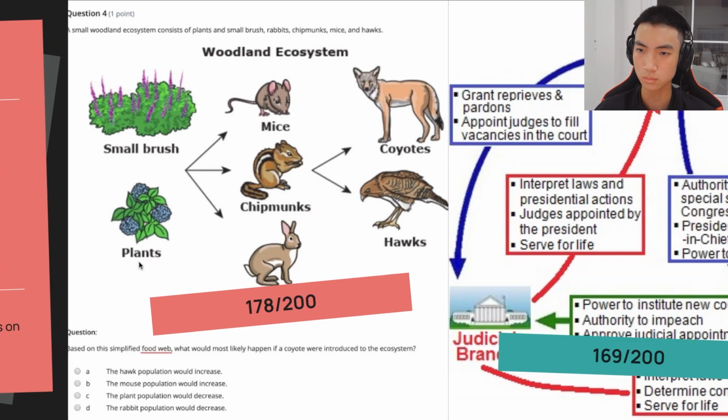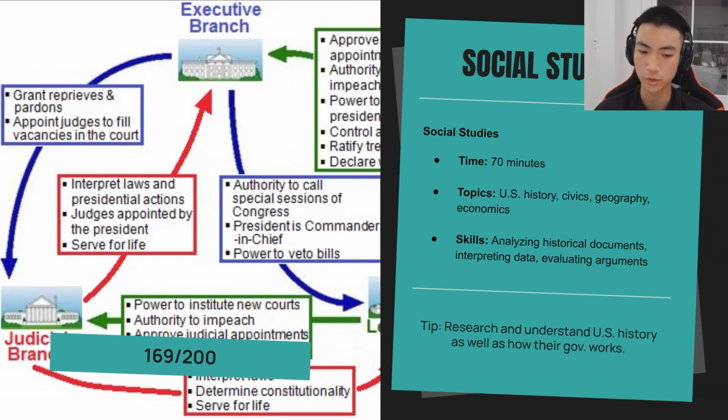The next one is social studies. Now, social studies was my lowest score, which is 169 out of 200. This is the shortest test as well, 70 minutes, so just an hour. The topics are centered around the US, because the GED is for US high school. So it's US history, civics, geography, and economics. The skills you would need for this one are analyzing historical documents, like the Declaration of Independence, interpreting data, and evaluating arguments. So there's obviously going to be lots of back and forth that you have to read through here.